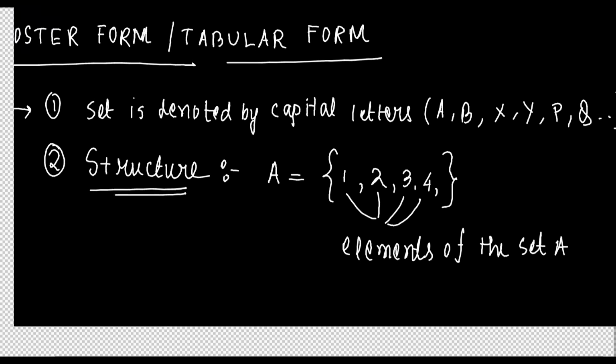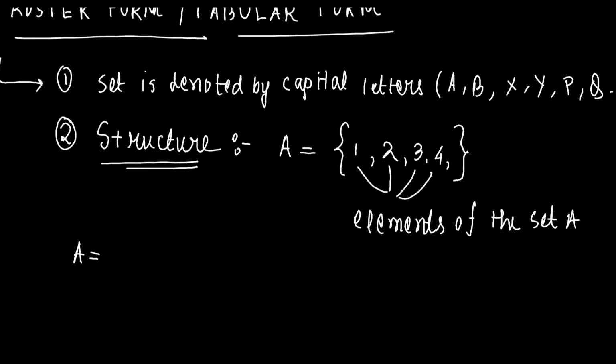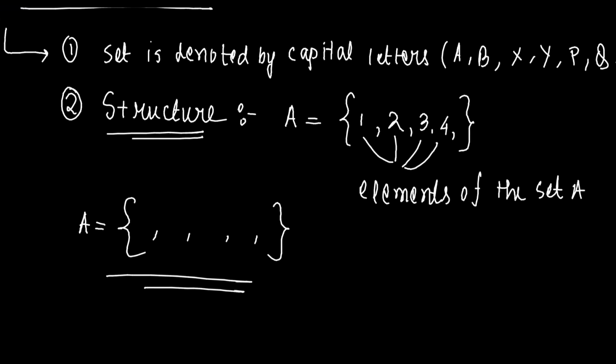So in roster form, we write it in this way: suppose a set A, and then we put a second bracket. Then we write the elements of the set and put commas between them. Then when it ends, we close the second bracket. So this is the roster form.